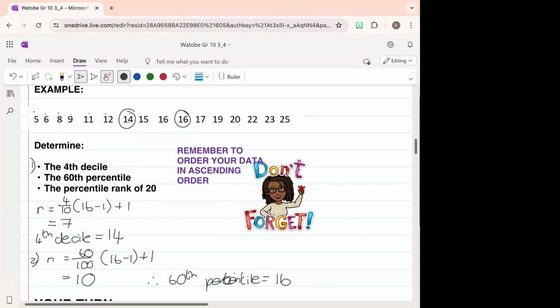Okay. The third question says the percentile rank of 20. Guys, the percentile rank of 20. Okay? So they want to know what the percentile rank of 20 is now. What is the percentile rank of 20? All right? So we're still going to use this formula. We're going to say R equals, and it was P over 100, N minus 1 plus 1, hey?